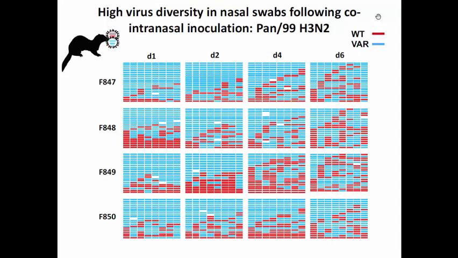Here we really wanted to see, do we see the same situation going on in ferrets as we do in guinea pigs when we do this experiment, and we do. So here, four ferrets were co-infected. We sampled on days 1, 2, 4, and 6, and you can see that we see abundant reassortment, also increasing over time, very similar to what we see in guinea pigs. These are nasal swabs, by the way.